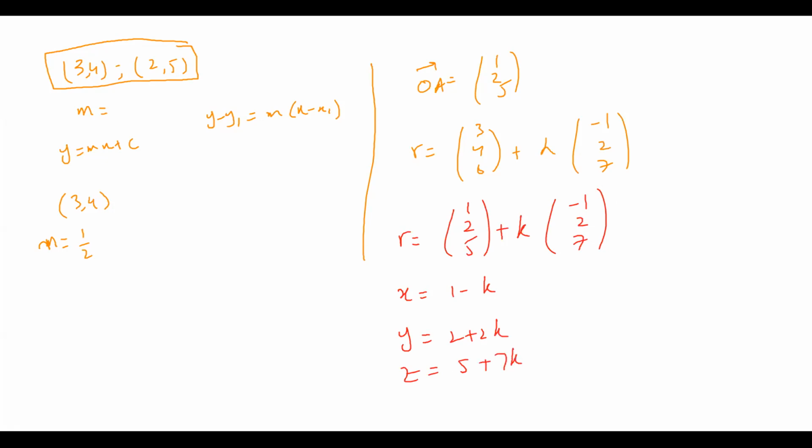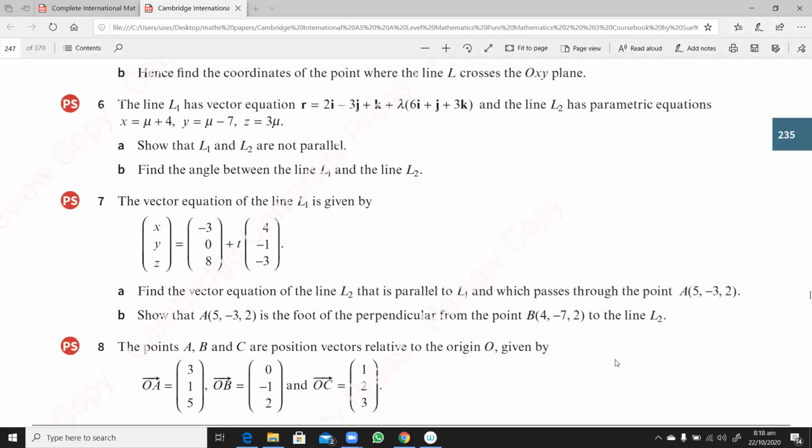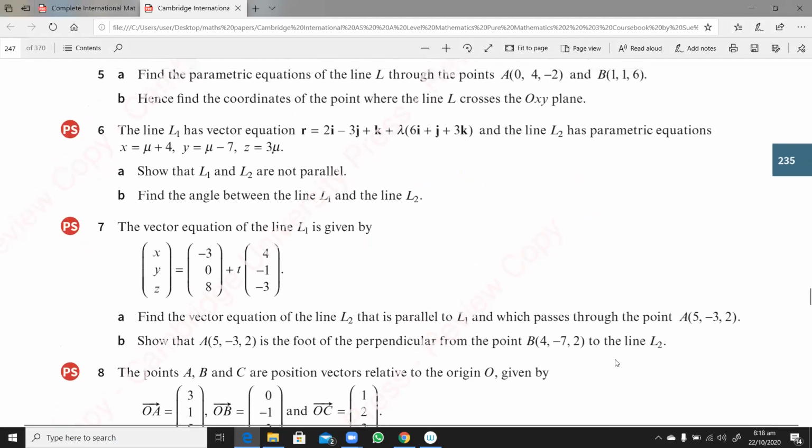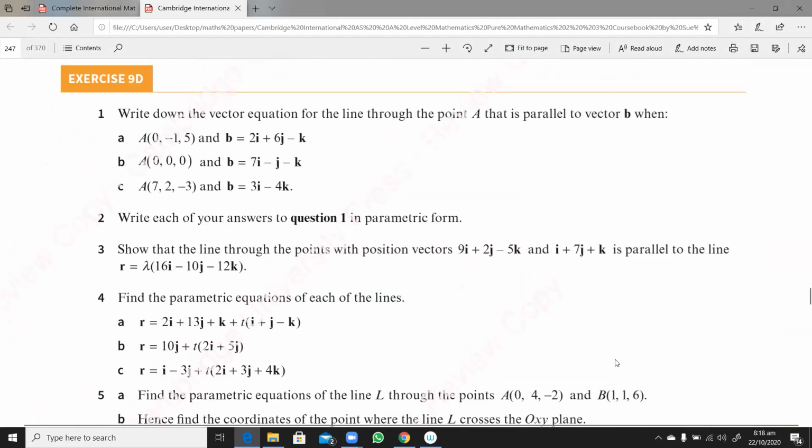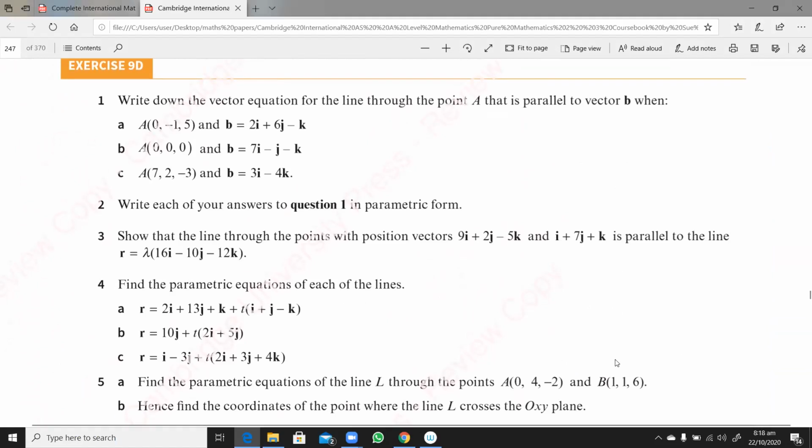Okay guys, from here we'll be moving on to the book, where you will be practicing the questions from the book. So I have the book ready for you. Here is the book. You have to start from exercise 9D. So please start your work.